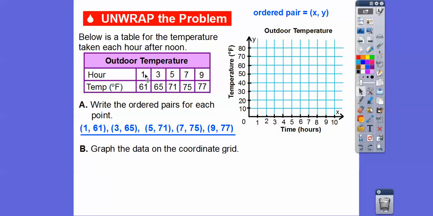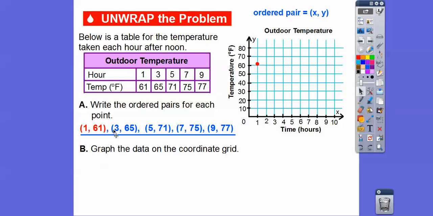Okay, so here we're going to graph this guy first. This is our x, so this is going to be over. So we're going to go over that 1 and then up 61. Well, 61 is going to be a little bit past 60, so it's going to be right about there. Remember, we go over and then up.